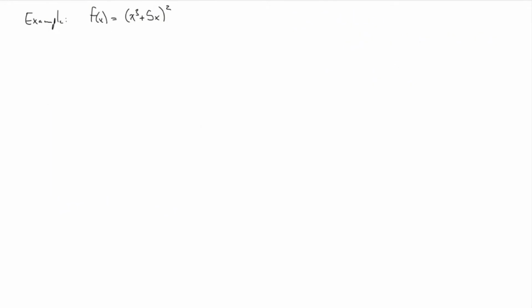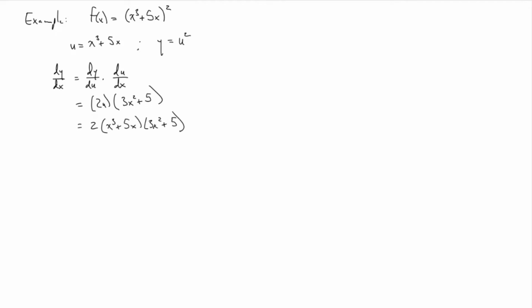Let's do an example. Let's see if we can find the derivative of this function, f of x equals (x cubed plus 5x) all squared. If we let u equal x cubed plus 5x and y equal u squared, then the function f of x is y of u. By the chain rule, dy dx is dy du times du dx, and dy du is the derivative of u squared, that's just 2u, and du dx is the derivative of x cubed plus 5x, that's 3x squared plus 5.